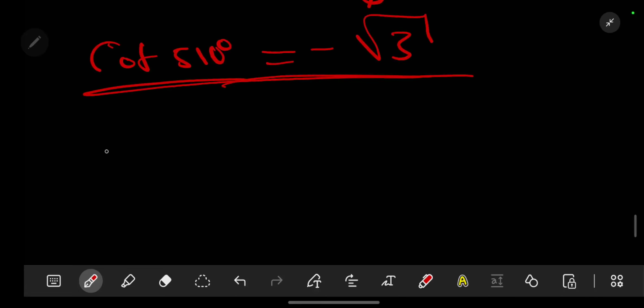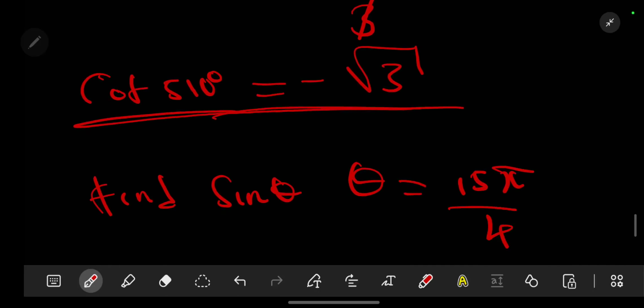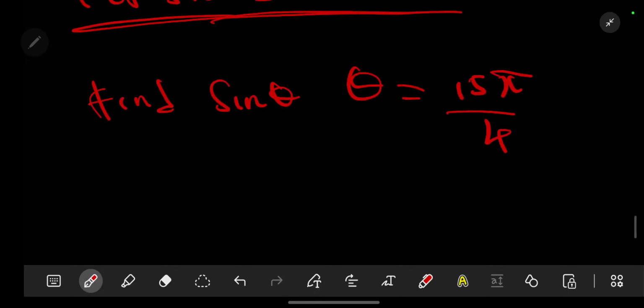Okay, I forgot that I have one question. Let's say we are told find the sine of theta, for which theta is equal to 15 pi over 4. So whichever way you choose to answer this question, it is still very much okay.